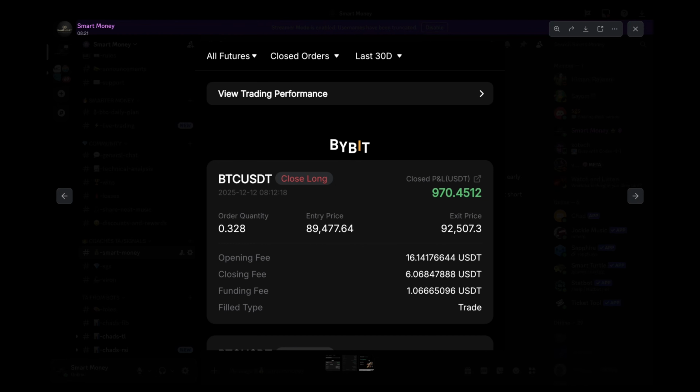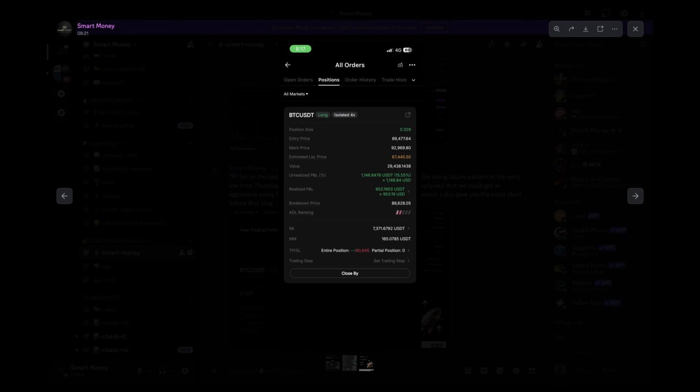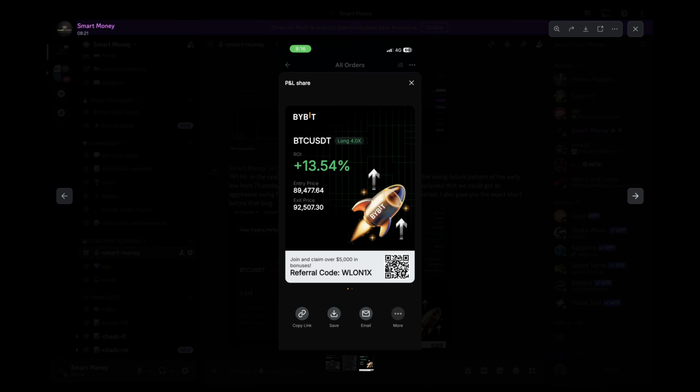So as you can see, the timestamps over here, that's actual profits, $970 profits. That is the remaining of the trade that I still have open. So you can see I've taken 50% profits and then 50% was left to run. And just some more percentage gains there as well.